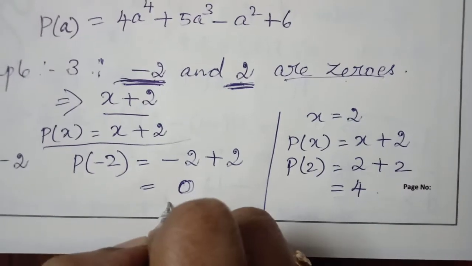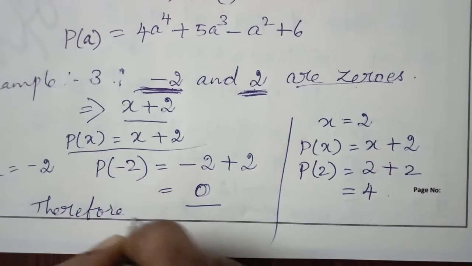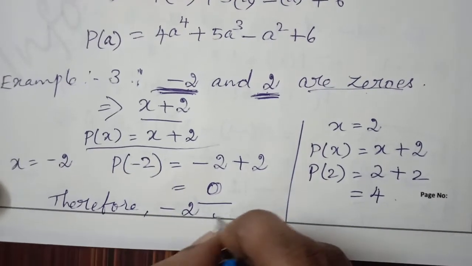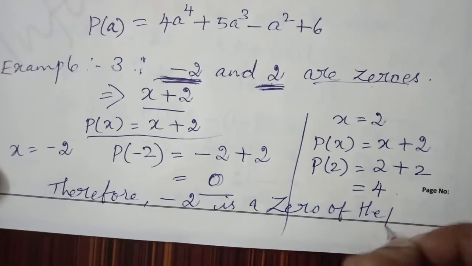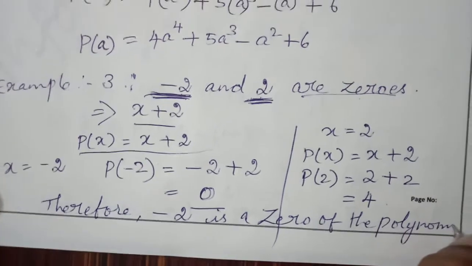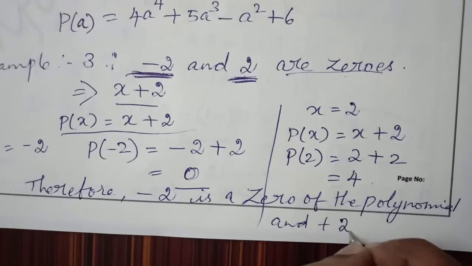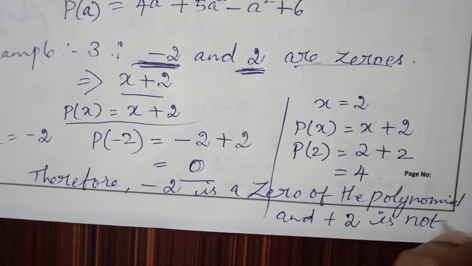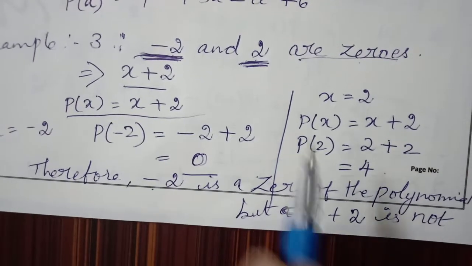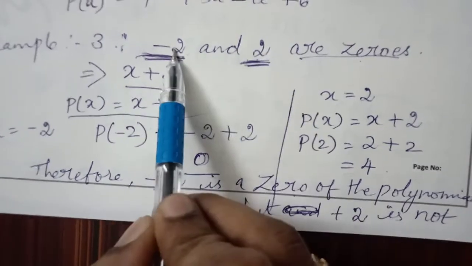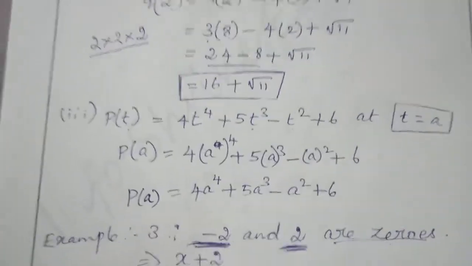They have asked the question which one is 0. So which one is 0? Minus 2 is 0. So therefore minus 2 is a 0 of the polynomial, but plus 2 is not. So minus 2 is a 0. They have asked which one is 0. Minus 2 is 0, plus 2 is not a 0. Okay. Now let's move on to example 4.